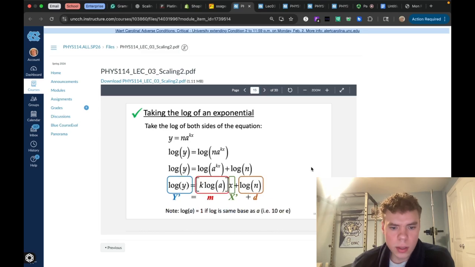And this is the log. If log of a equals 1, if the log is the same base as a. Cool.